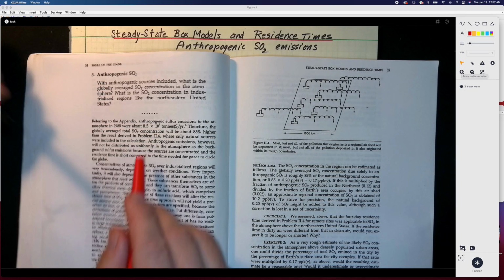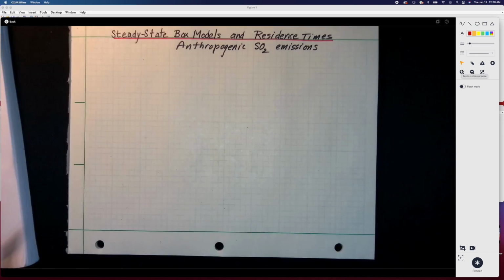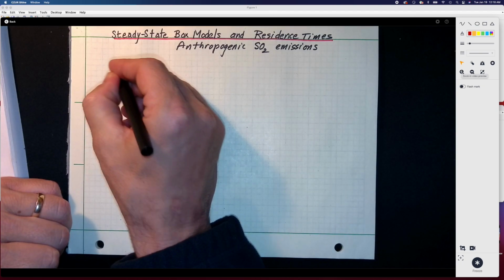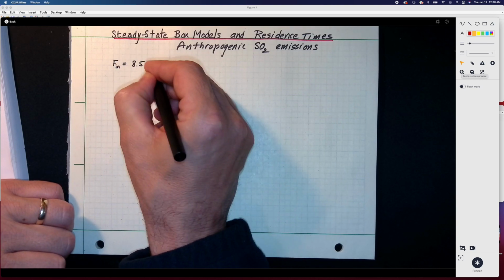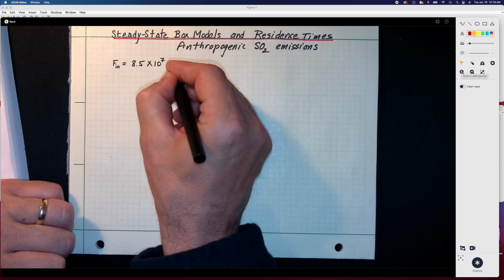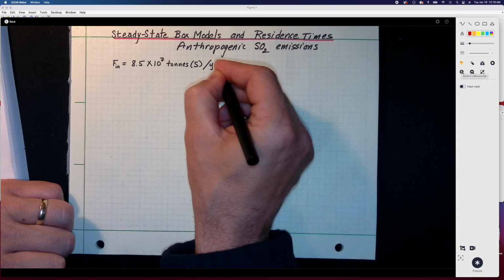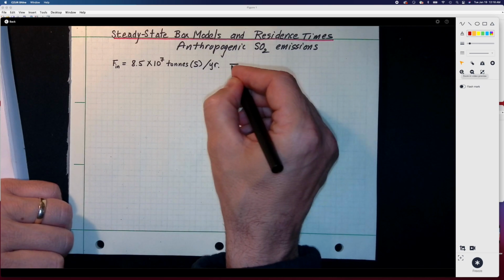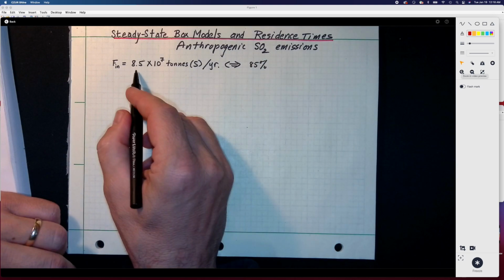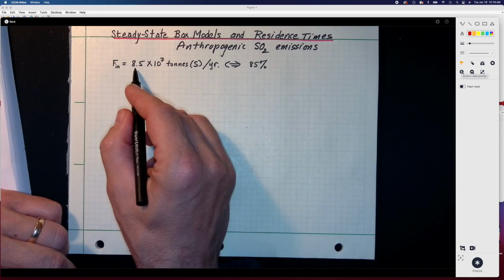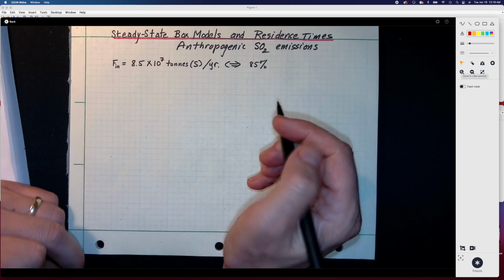So in the problem, we're given that 8.5 times 10 to the 7 tons of sulfur per year is the emissions. So F in is equal to 8.5 times 10 to the 7 tons per year, and that corresponds to 85% of the natural emissions, right? Remember, the natural emissions were 10 to the 8 tons, and this is only 8.5 times 10 to the 7, so that's 0.85 as much, or 85% of natural.